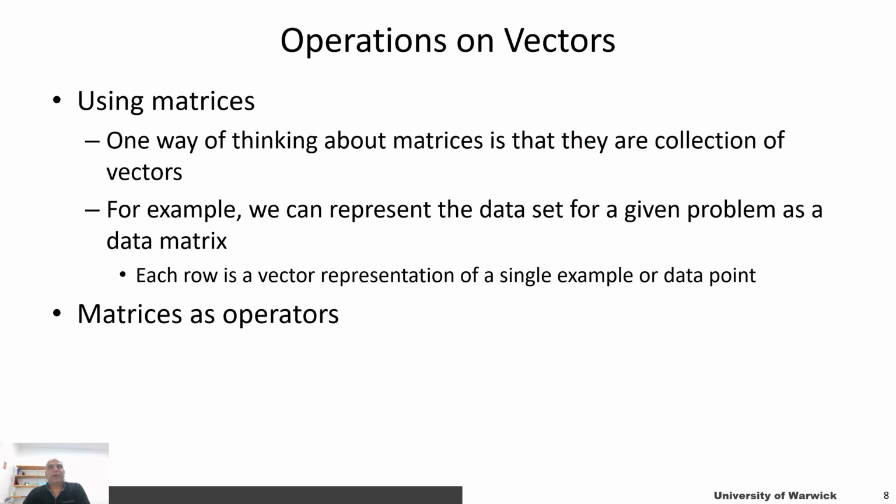Moving on, if you want to operate on a vector, you can think of using matrices. One way of thinking about matrices is that they are a collection of vectors. I've already shown you that, right? We can represent the data set for a given problem as a data matrix, in which each row is a representation of a single example or a single data point. But what we're more interested in is understanding how matrices can be viewed as operators on vectors.